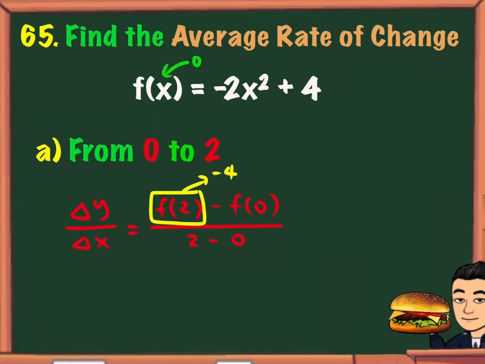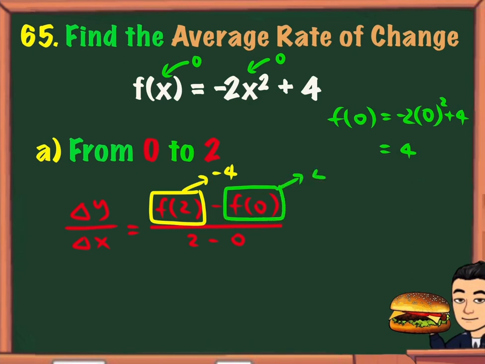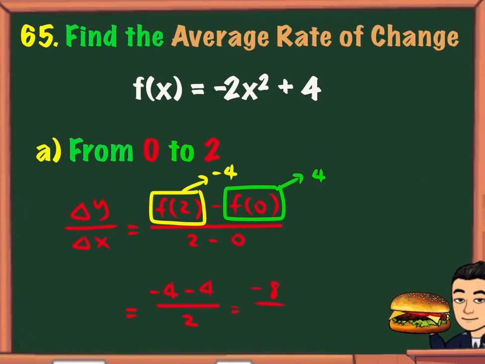Insert 0 into x. So we can find the f of 0, which equals negative 2 times 0 squared plus 4, and that equals 4. So this f of 0 equals 4. So the average rate of change is going to equal negative 4 minus 4 over 2, which is negative 8 over 2, and that equals negative 4.